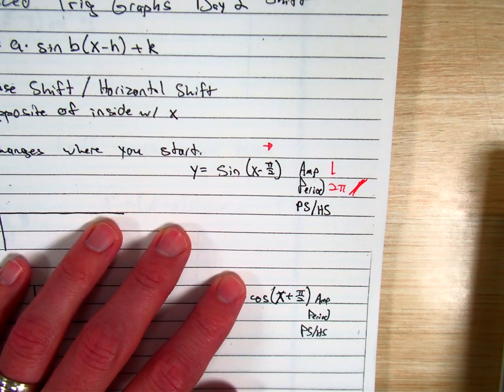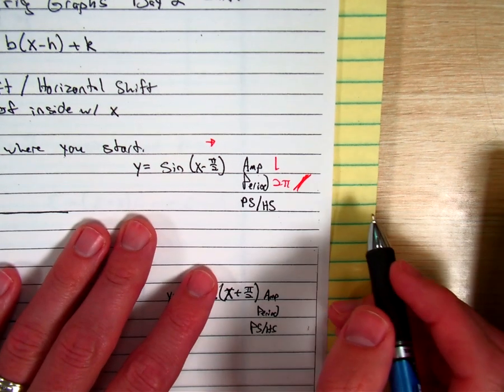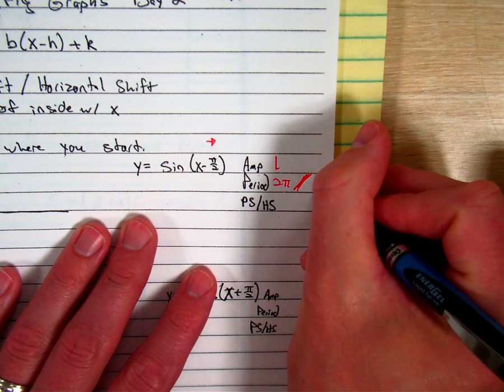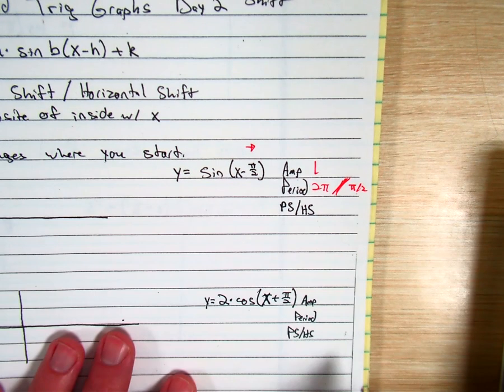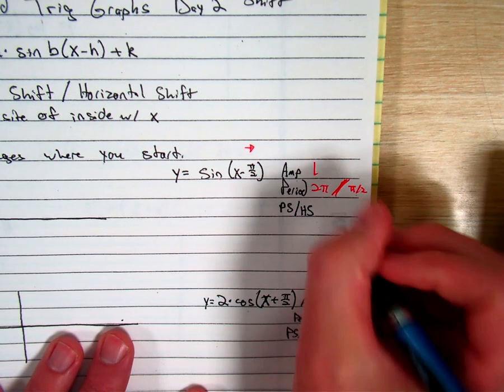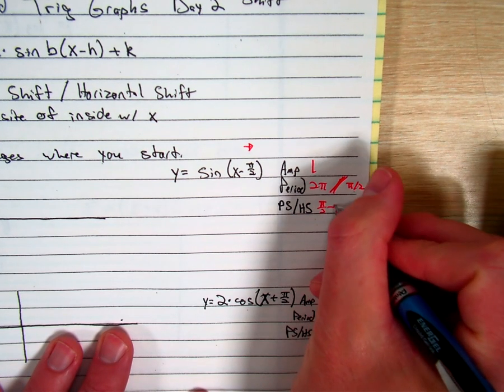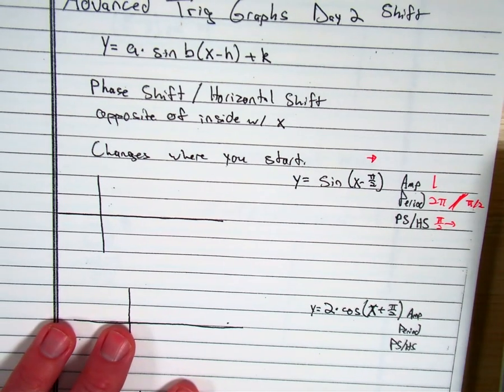And what does that do for our counting? For sine and cosine, we take that period, 2 pi divided by 4. That's going to be our normal counting numbers of pi over 2. And our phase shift or horizontal shift is going to be pi over 2 to the right. So we got all our little details taken care of.